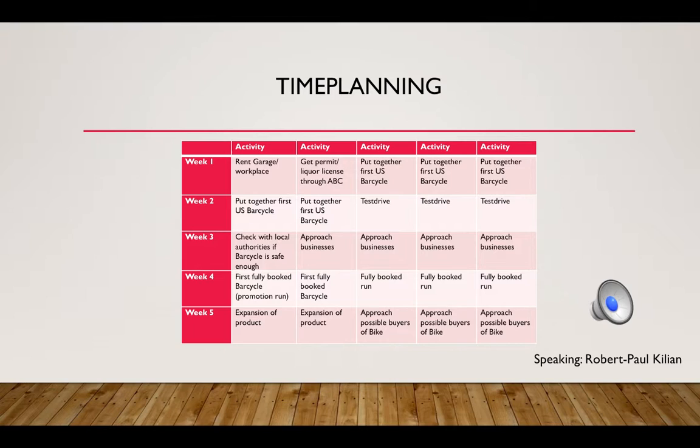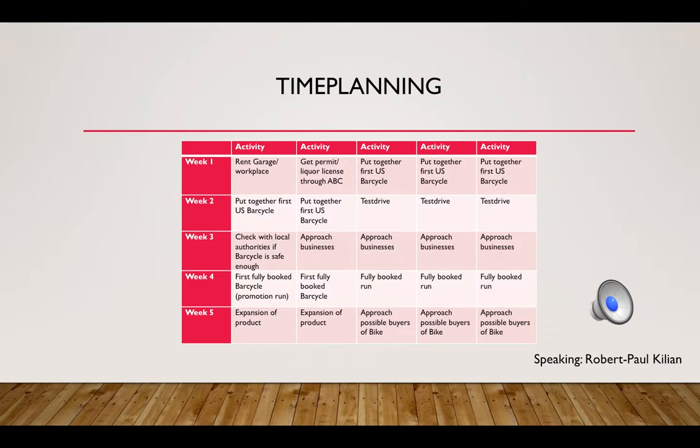starting to get a permit liquor license through the ABC, which stands for the California Department of Alcohol Beverage Control. This is very important for starting to create revenue, of course, hence we need to get our papers in order. Furthermore, the rest of the week will be about putting together the first US bar cycle.